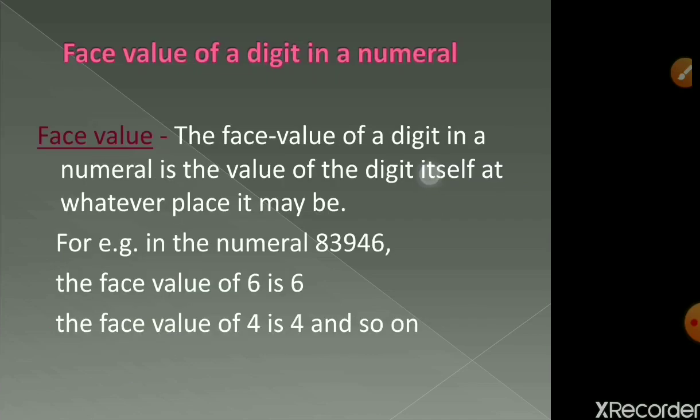74,186. Next, talking about the face value of a digit in a numeral. Generally, the face value of a digit is the digit itself. For example, I have given you a numeral, say 83946. If I ask you to find the face value of 6, it is 6 itself. Face value of 4 is 4 itself. Face value of 9 is 9 itself. So we can see that the face value of a digit is the digit itself.